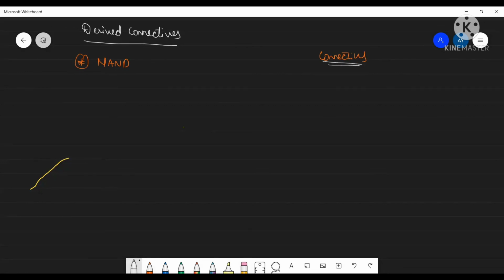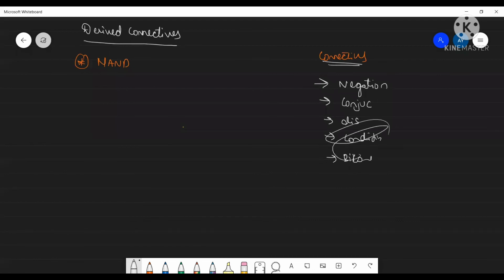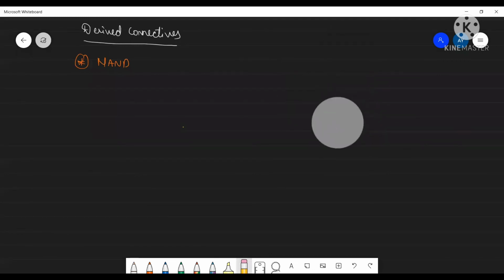What are the connectives that we had? The first definition we studied was negation, and the second one was conjunction, and then you had disjunction, and then you had conditional, and then you had biconditional. Now we are going to study derived connectives.